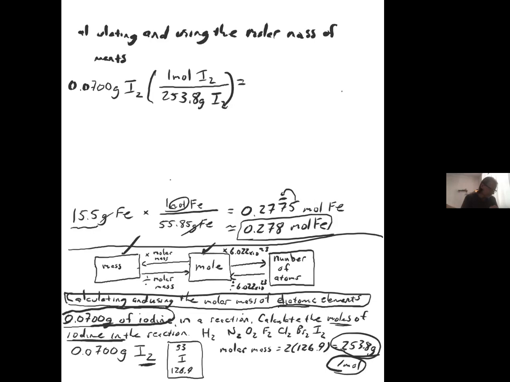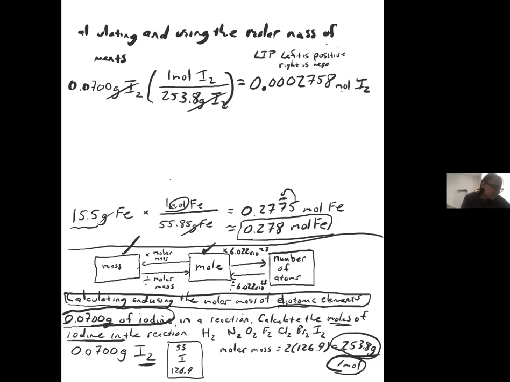So 0.07 divided by 253.8, and it's going to be really small, so let me write it out. And then your grams are gone and you've got moles. That's so small that generally we want to put it in scientific notation. So how do we do that? I tend to remember LIP, which means left is positive. So the opposite of that is, if left is positive, right is negative.